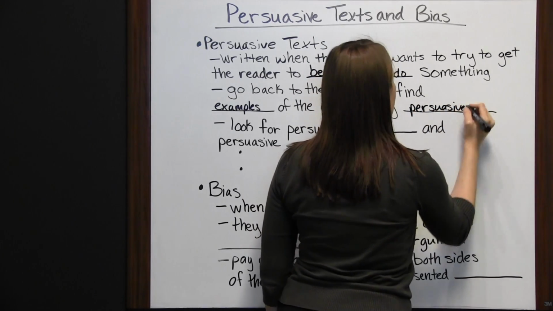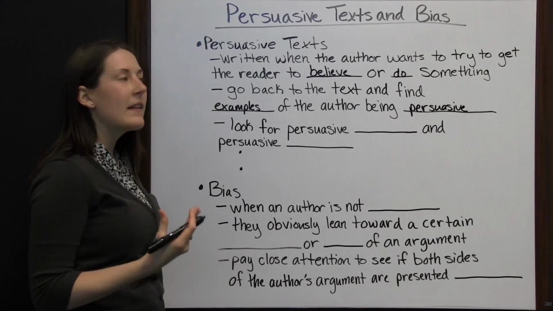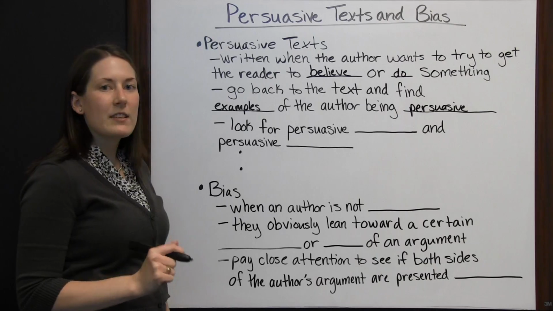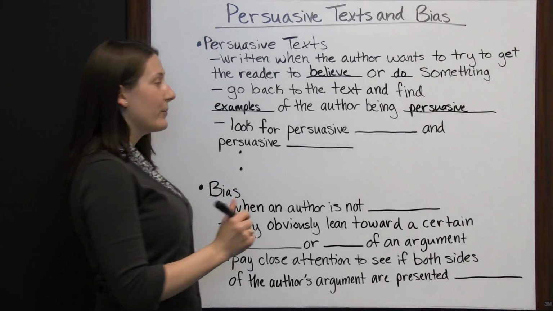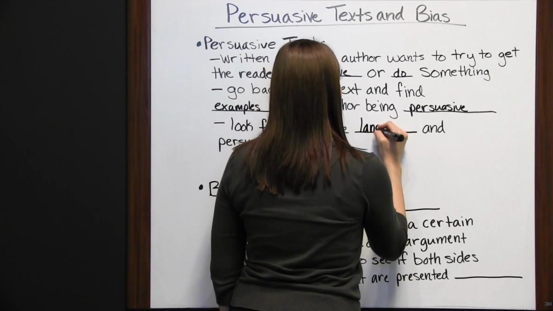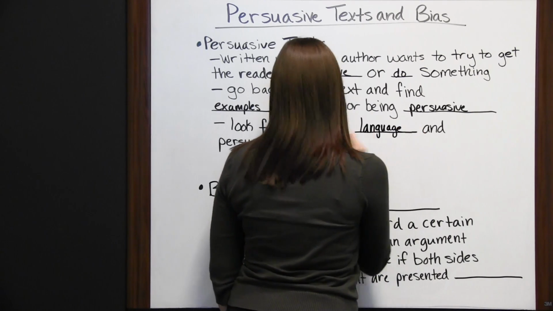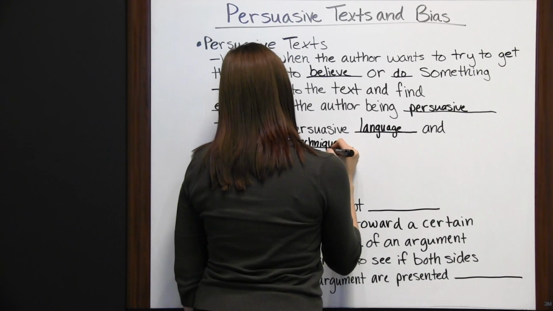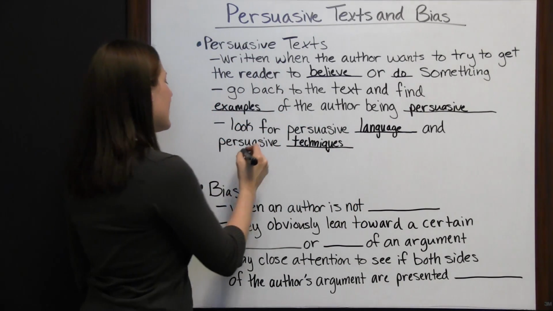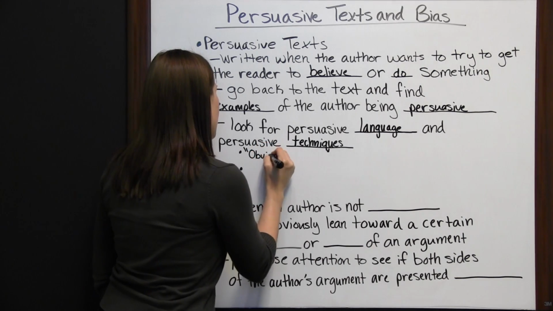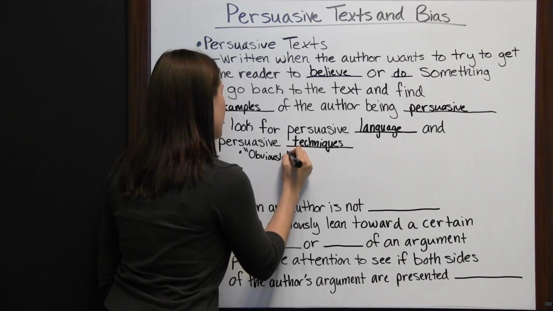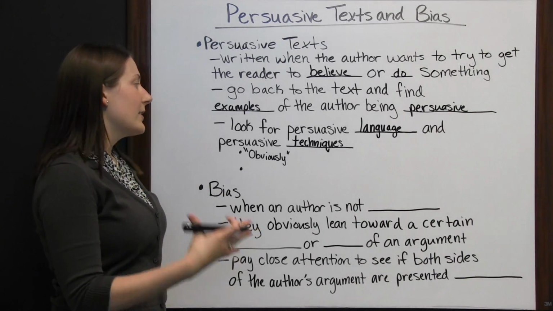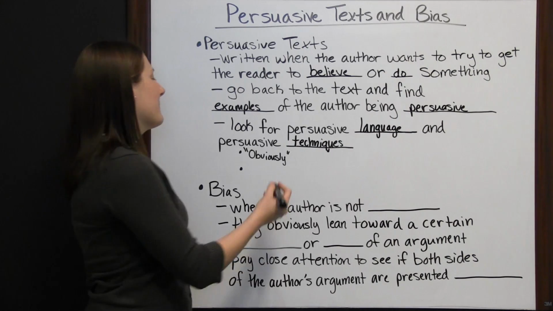And you may say to yourself, well, what kind of examples can I find? I feel like the author's trying to get me to say or believe or do something, but what kind of examples can I find? Well, you can look for persuasive language and persuasive techniques. Some examples of persuasive language would be saying something like obviously. Using adverbs like obviously, you want to buy this product, are strong adverbs that make you think, oh, it's very obvious. I should definitely do that.